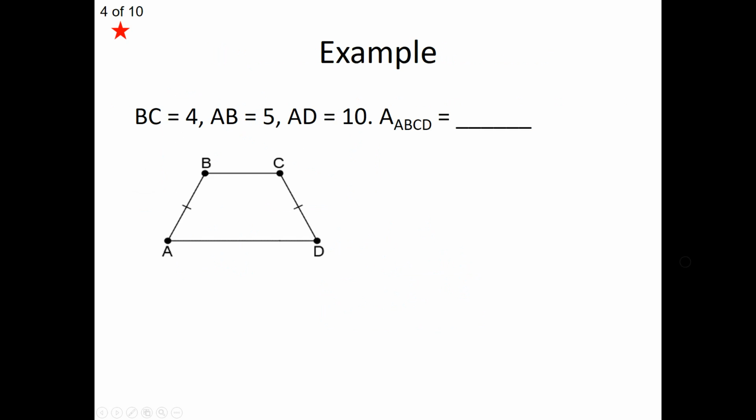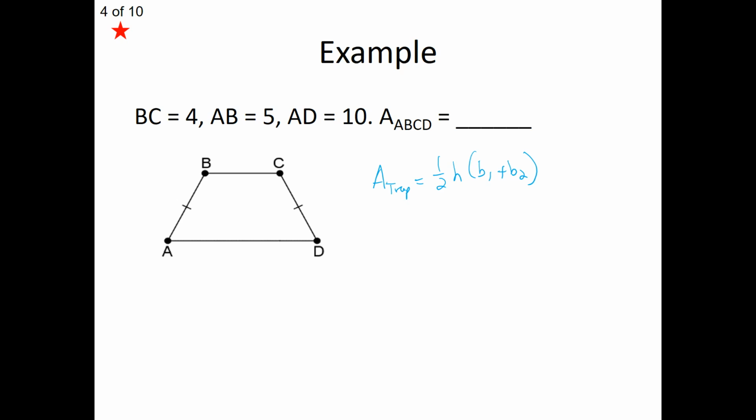11.4 homework assignment. So we start off with this example of a trapezoid ABCD, and we're given some information about this trapezoid. We want to find the area of this trapezoid. Recall, to find the area of our trapezoid, we need three things. We need to know the height, the length of the first base, and the length of the second base. So the area of a trapezoid is simply 1/2 times the height times the sum of the two bases.